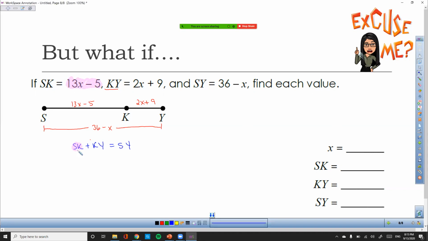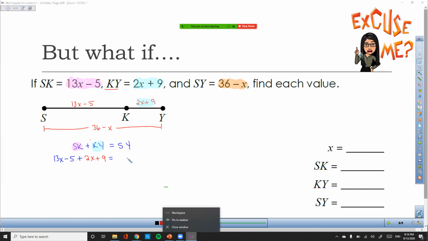So let's go ahead and substitute it into the equation. I have length of segment SK is 13x minus 5 plus the length of segment KY, they told me, was 2x plus 9. This is right here up in the equation. Length of segment KY is 2x plus 9. That's going to equal the length of segment SY. And so in this case, they told me that the length of segment SY is 36 minus x. So there you go, I set up my equation.